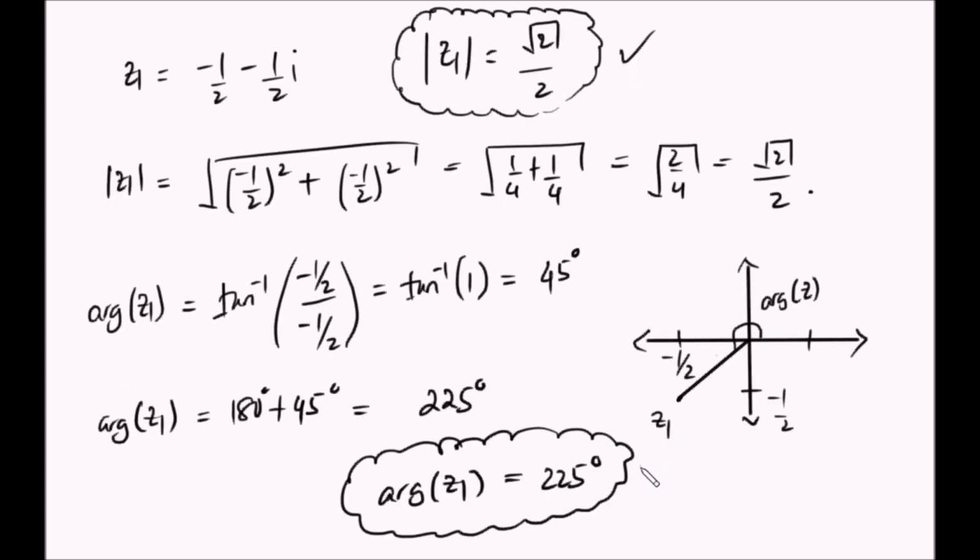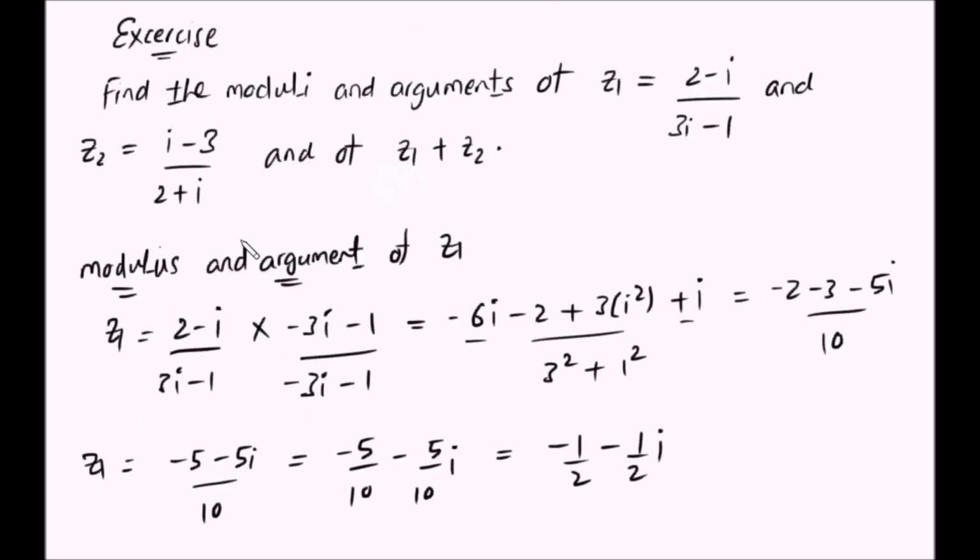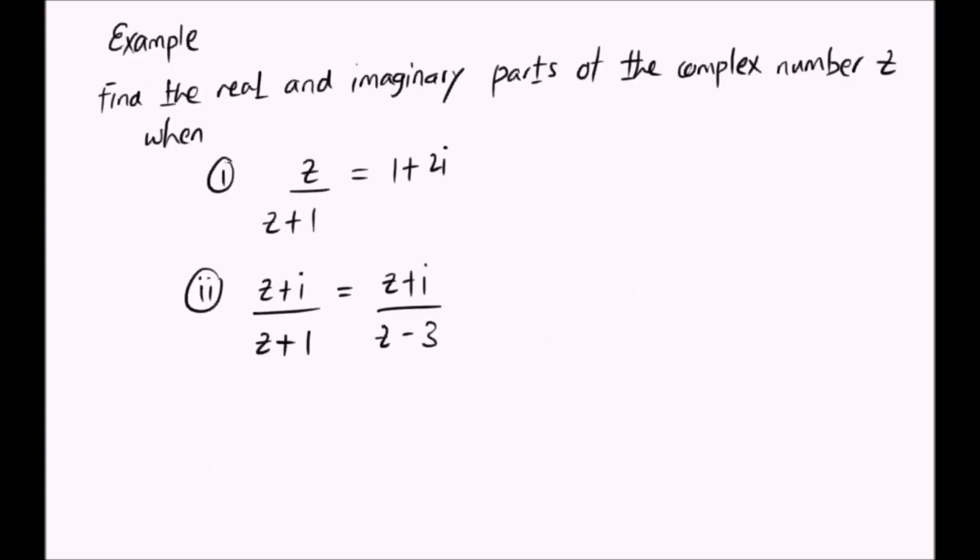Module of Z1, argument of Z1. So like that, we have completed this example 3. Let's see example 4. So example 4 says, find the real and imaginary parts of the complex number Z when Z over Z plus 1 is equal to 1 plus 2i. This is Roman 1.